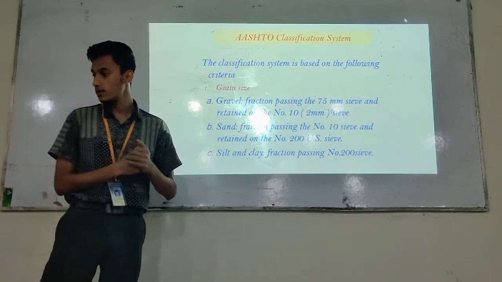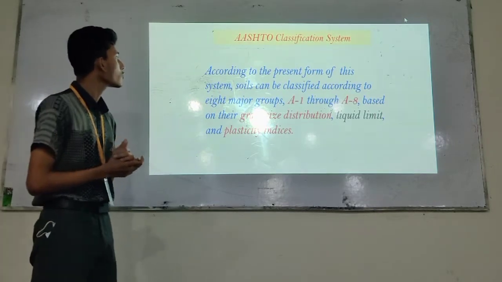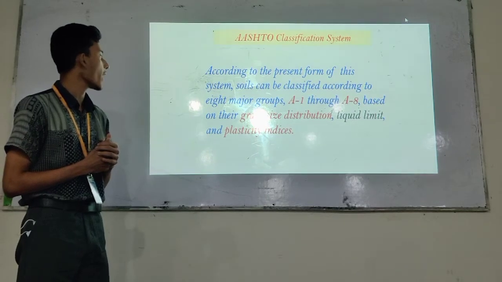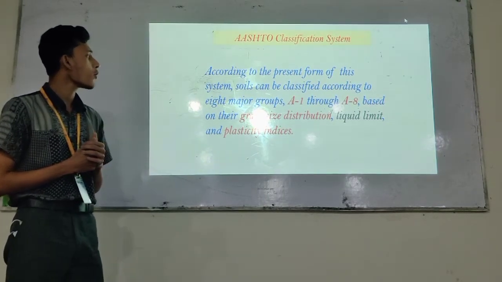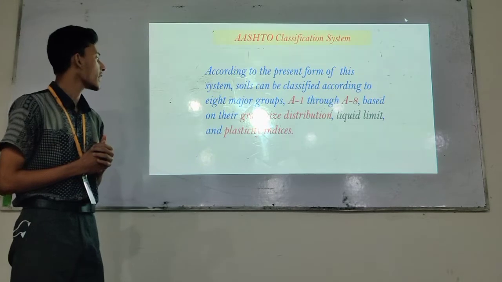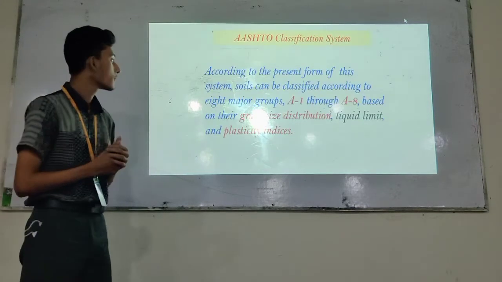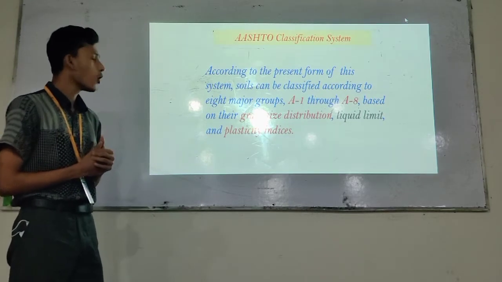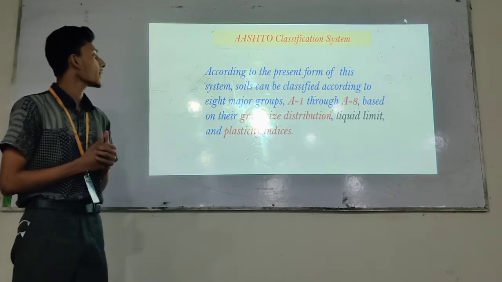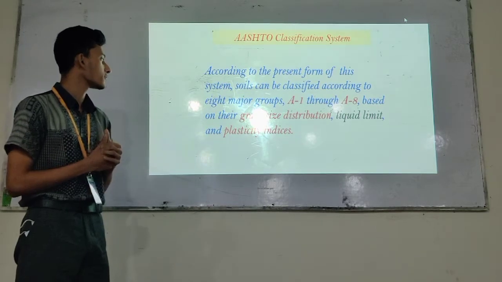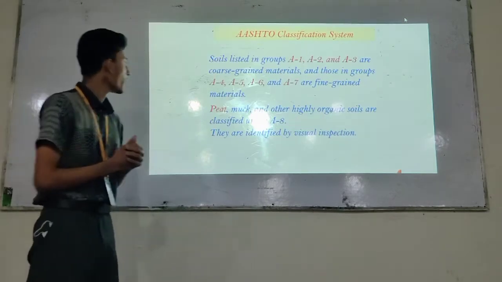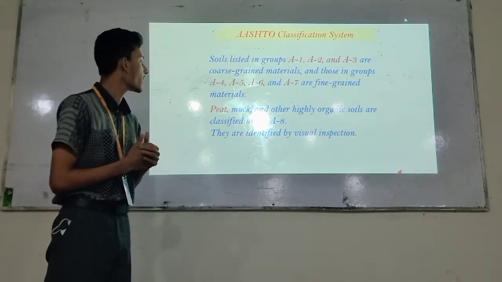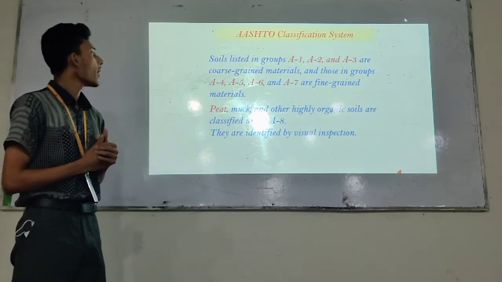According to this system, soil can be classified into 8 major groups, A1 to A8, based on grain size distribution, liquid limit, and plasticity. We can understand this on this slide. Soil can be classified A1 to A8. And my next slide shows how soils are classified under A1 to A8.